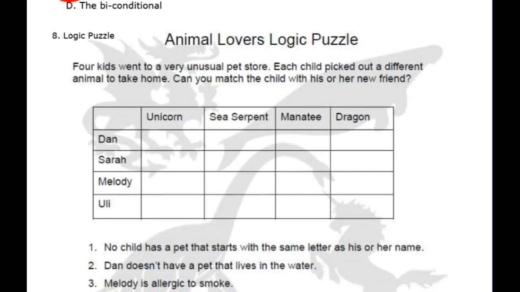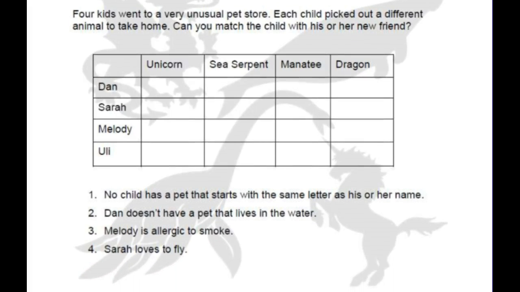All right, on number 8, 4 kids went to a very unusual pet store. Each kid picked out a different animal to take home. Can you match the child with his or her new friend? No child has a pet that starts with the same letter as his or her name. So Dan can't have something starting with the letter D, so I'm going to X out dragon. Sarah can't have something starting with an S, so she can't have a sea serpent. Melody can't have something starting with an M, so that's a manatee cannot be. And Yuli cannot have a U word, so no unicorn. All right, so clue number 1's done.